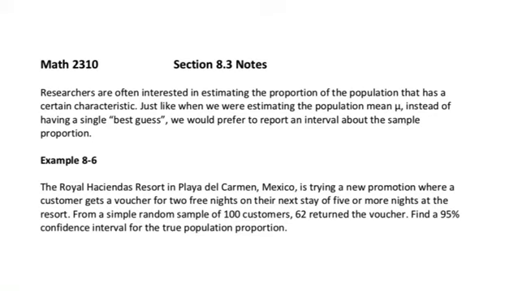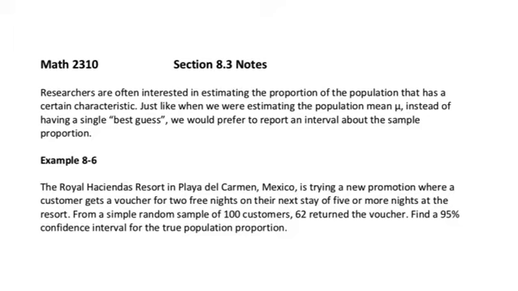In this video for section 8.3, we're going to talk about how to find a confidence interval for a proportion. Researchers are often interested in estimating the proportion of the population that has a certain characteristic, or the percentage of the population. So instead of looking for a mean, we're looking for a proportion. Just like when we were estimating the population mean, instead of having a single best guess, or a point estimate, we might want to have an interval about the sample proportion.